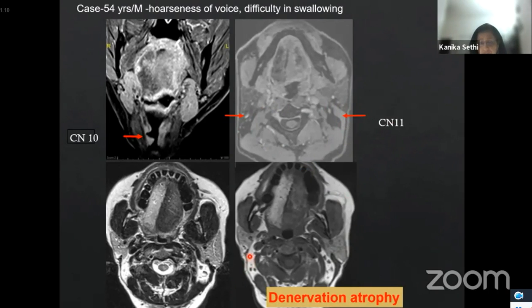Denervation changes. You can also appreciate on the axial, the right sternocleidomastoid is not seen if you compare it with the left side. So where should you look for the lesion? You have atrophy of the 9th, of the 10th, you have atrophy of the 11th, you have atrophy of the 12th now. Let me see, you can put it in the chat box. Where will you look for the lesion?